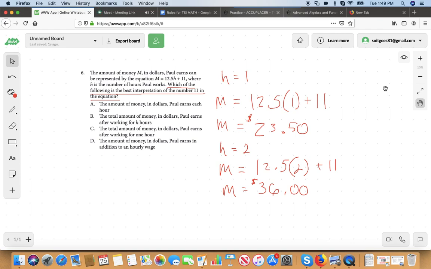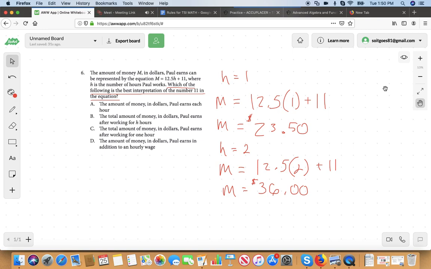How much more did he make after working the extra hour, between 1 and 2 hours? Can you calculate the difference? So it's going to be $12.50. That's the difference between after working 1 hour and working 2 hours. So there's going to be that much increase in every hour, I guess? That's what it looks like, right?